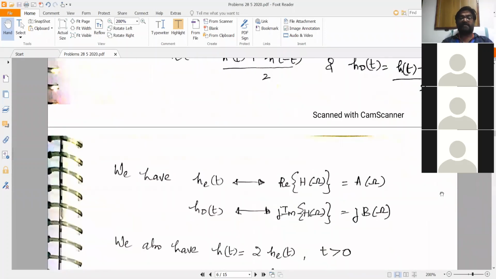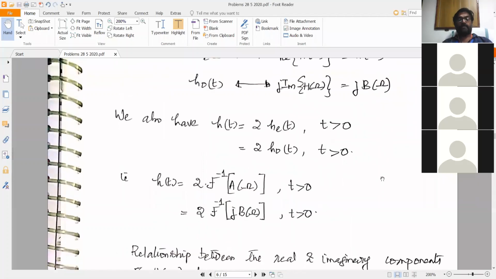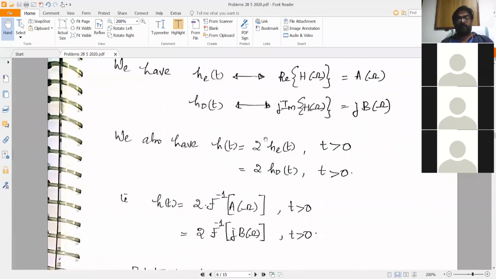Now, you also have this important Fourier transform relationship: h_e(t) is Fourier transformable to the real part of H(omega), and h_o(t) is Fourier transformable to j times the imaginary part of H(omega). That result we already derived while discussing the properties of Fourier transforms. So h_e(t) transforms to the real part of H(omega), which is A(omega), and h_o(t) transforms to j times the imaginary part of H(omega), which is j B(omega).